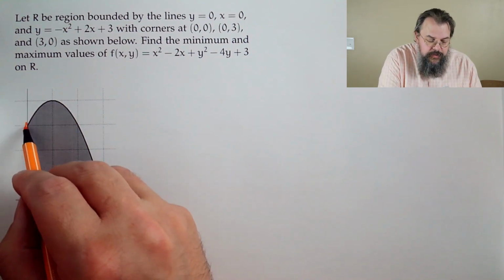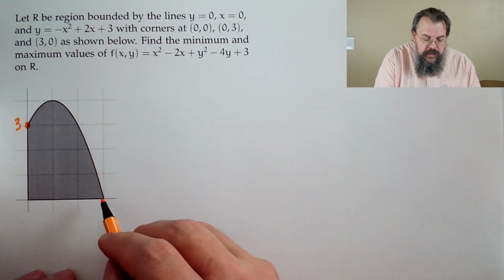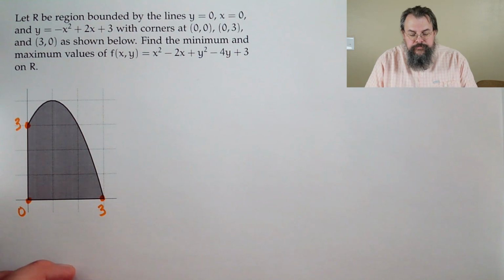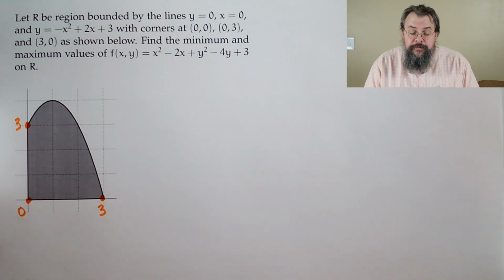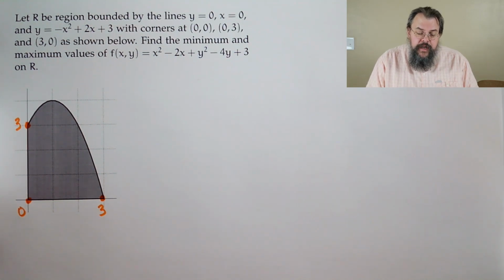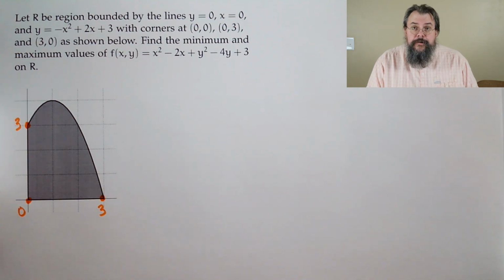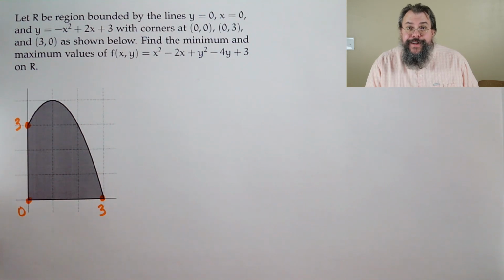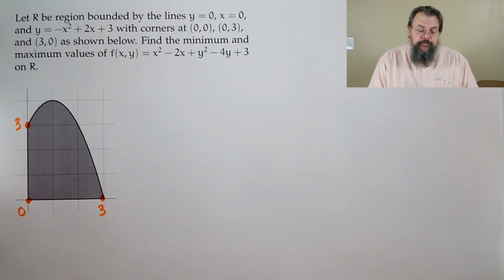So let's see, this apparently is at 3. This one here is at 3. This one's at 0. And what's the problem? Find the minimum and maximum values of the function x squared minus 2x plus y squared minus 4y plus 3. Okay, well, let's work through it and see what we have.